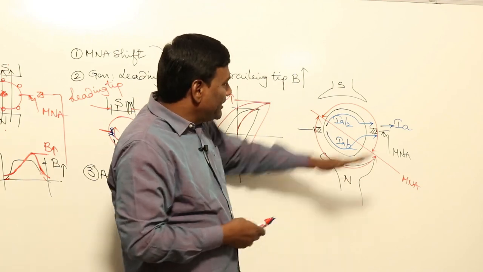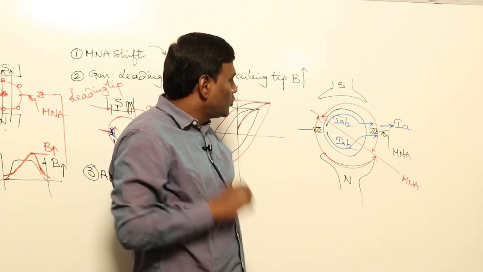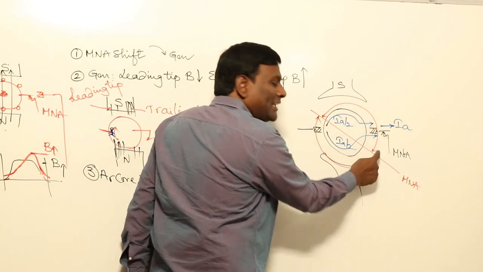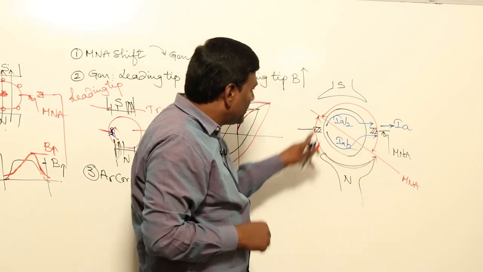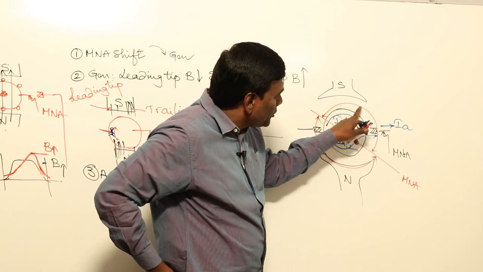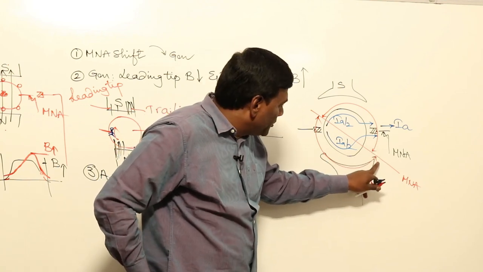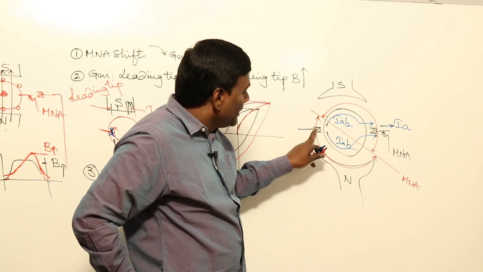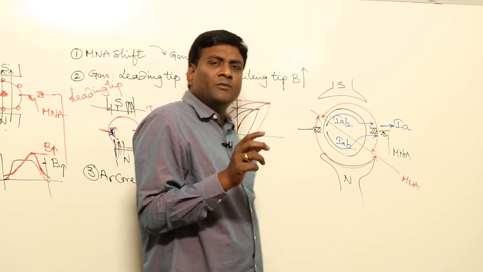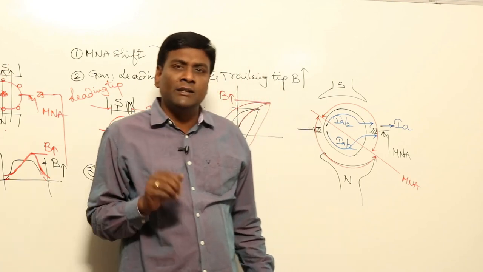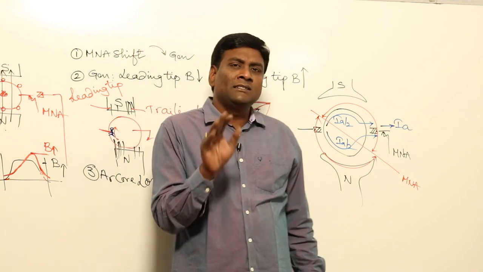Previously S pole, N pole, now S pole, N pole. That is nothing but MNA shifted. So from here to here, if the induced voltage is positive, from here to here it is going to be negative. Now, if you observe, from here to here, positive voltage, positive current, but here, positive voltage, negative current. Now, from here to here, negative voltage, negative current, but from here to here, negative voltage but positive current. Because of that, commutation issues will come. In the detailed course, we will see that because of that, sparking issues will come. That is enough for the time being.